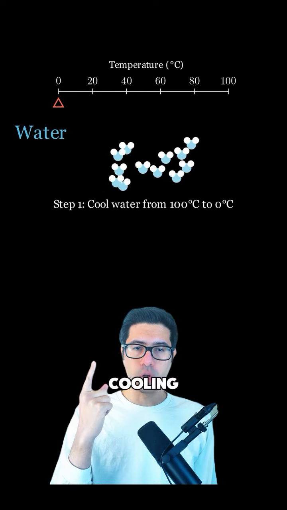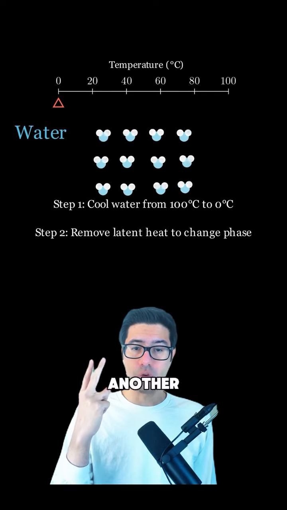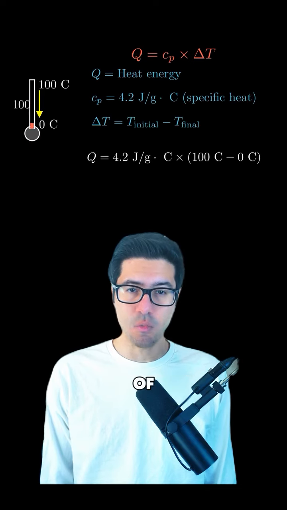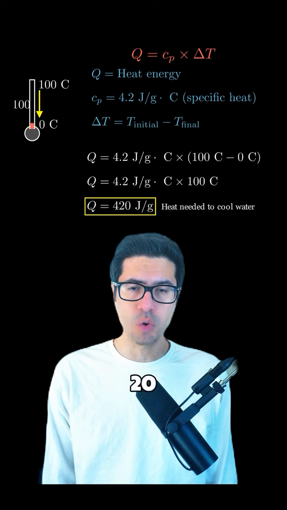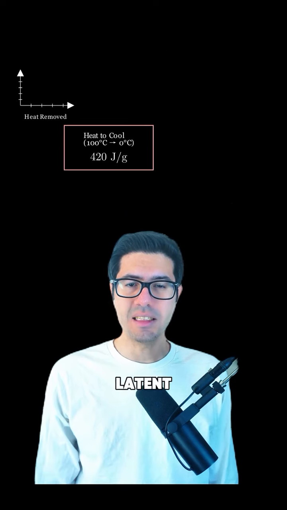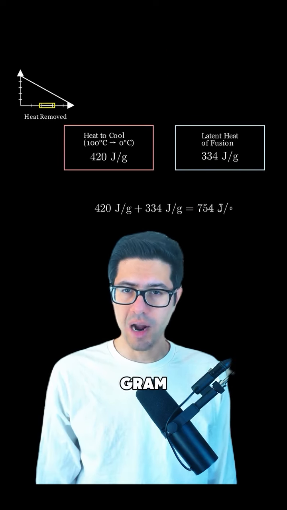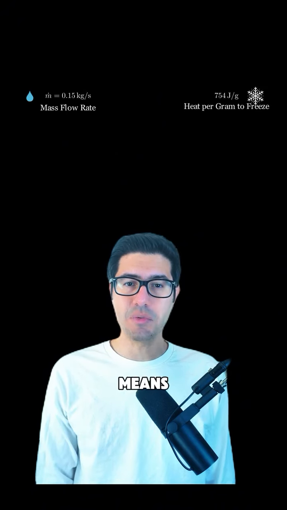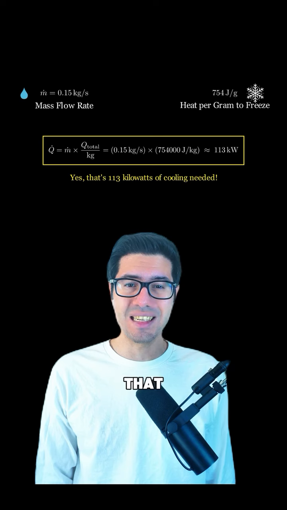For the water to turn into ice, we need to remove two components of heat from it. One for cooling the water from 100 to 0 Celsius, and another for changing the phase of the liquid from water to ice. The amount of heat we need to remove to get from 100 to 0 can be calculated by multiplying the specific heat of water by the difference in temperature, which will be 420 joules per gram. For phase changing, we need the latent heat of fusion, which is 334 joules per gram, which means in total we need 754. Multiply this by the mass flow rate we calculated, and this means we need a continuous 113 kilowatts to freeze that small stream of water.